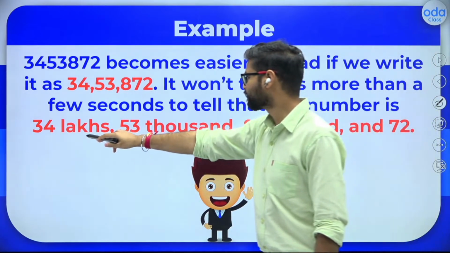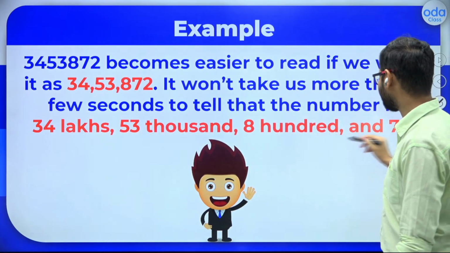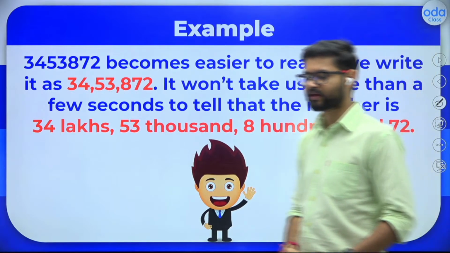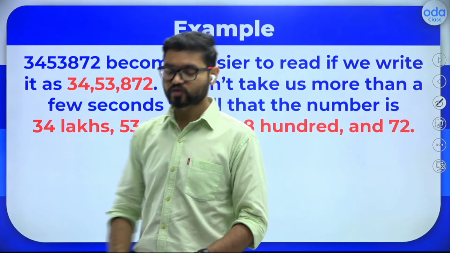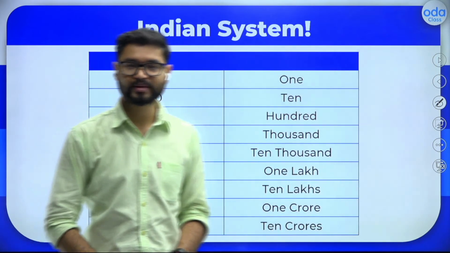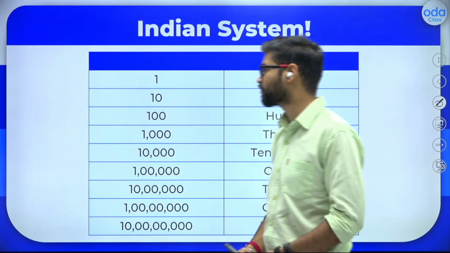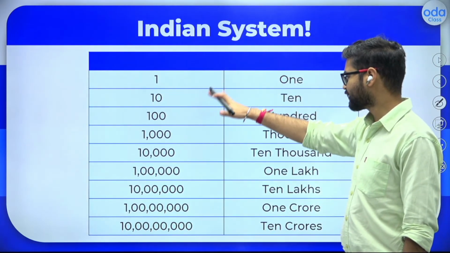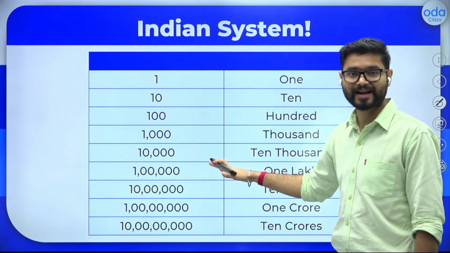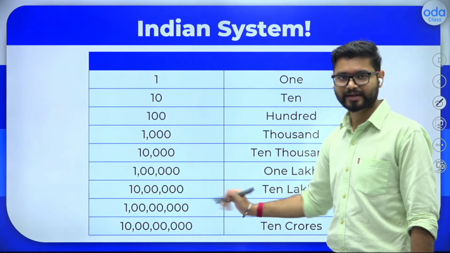This number is 34 lakhs 53,872. I believe this part is clear. So we learned about the Indian system of numeration. That is how the Indian system of numeration looks like: 1, 10, 100, 1000, 10,000, 1 lakh, 10 lakh, 1 crore, 10 crore.